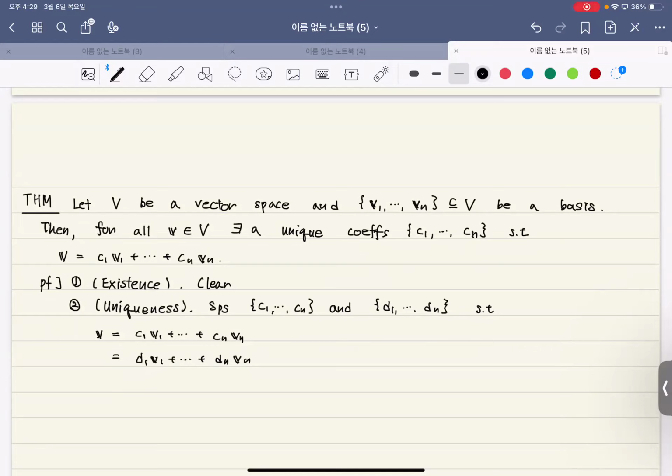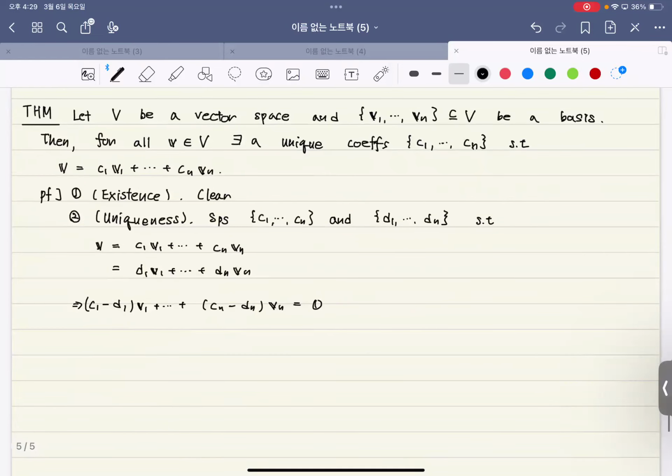But subtracting both sides of the equations, I have (c1 minus d1) v1 plus up to (cn minus dn) vn equals 0. But you know that these basis vectors are linearly independent. Therefore, the only possible solution of this equation is the trivial one. Therefore, ci must be the same as di for every i from 1 to n. Therefore, the choice of coefficients must be unique.